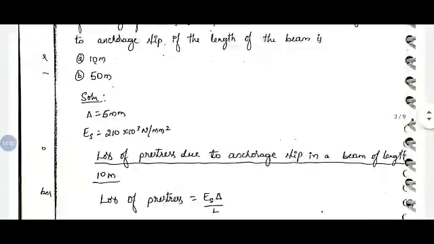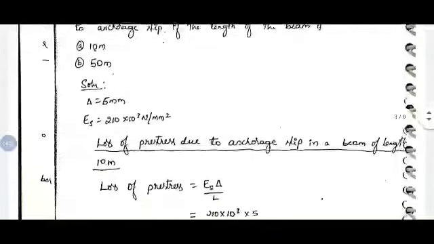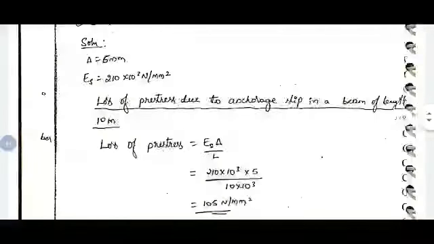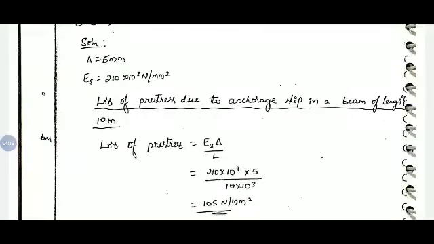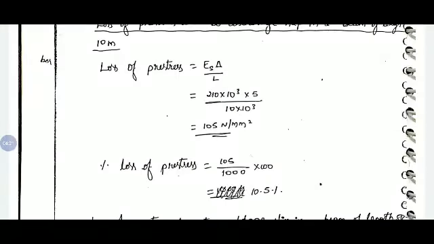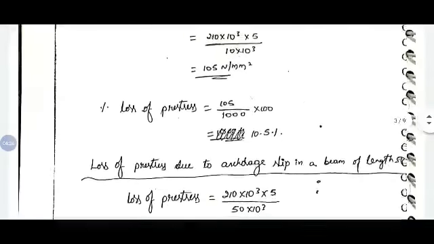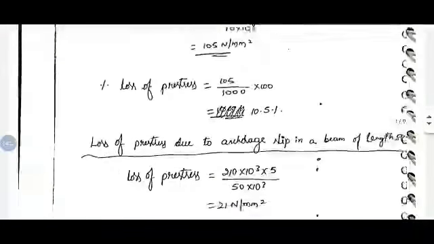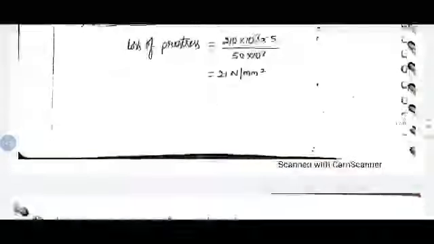So loss of pre-stress due to anchorage slip in a beam of length 10 meter. We know the formula: loss of pre-stress due to anchorage slip is Young's modulus of steel into anchorage slip upon length, the total length of the beam. So Es is given, delta is given, and L is given. This formula is available in the code book. You can substitute and get the value. Similarly, for the other length, substitute the length and calculate the loss along with the percentage loss of pre-stress.